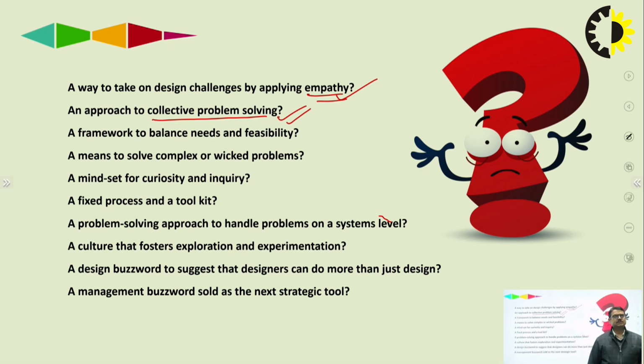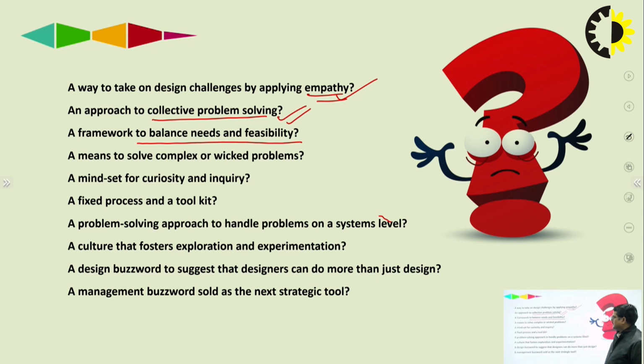The next thing is a framework to balance needs and feasibility. If you remember in the last slide, I mentioned that only designing some product is not sufficient. We need to analyze the feasibility, the viability, whether it may be economic viability or something else. Then this approach becomes complete, like design and thinking. Both things should be there.